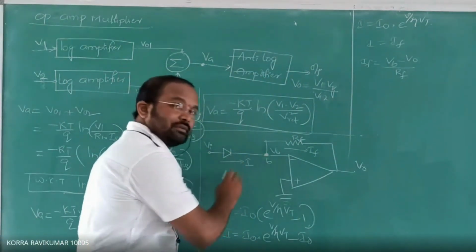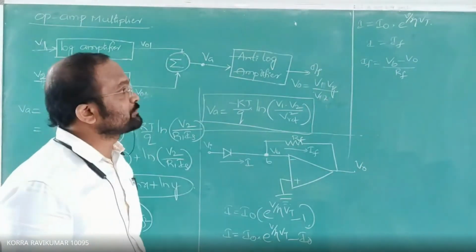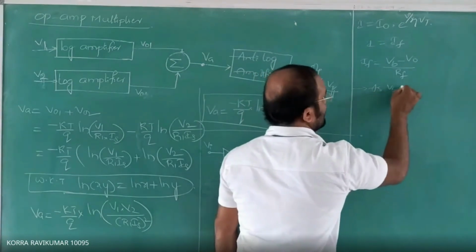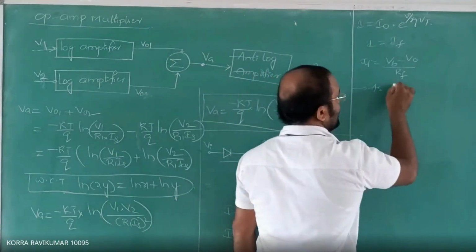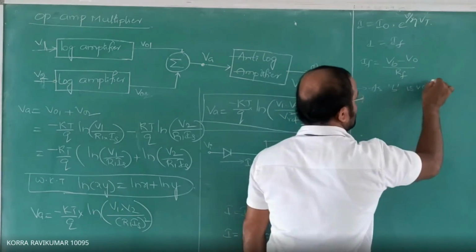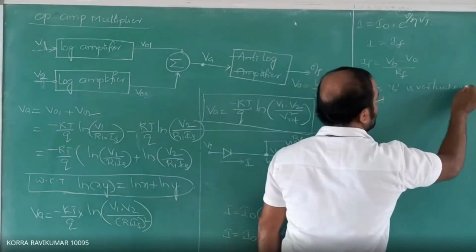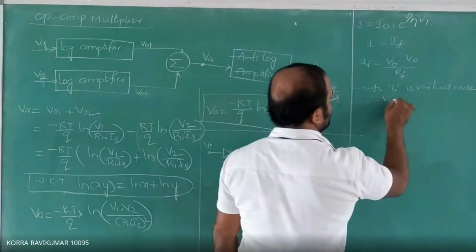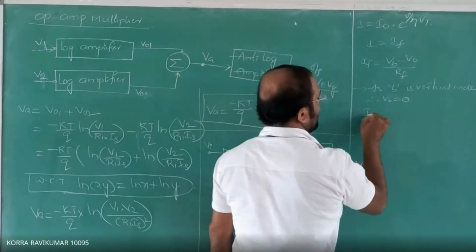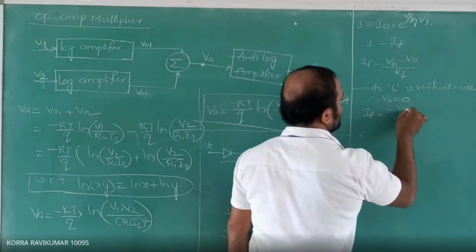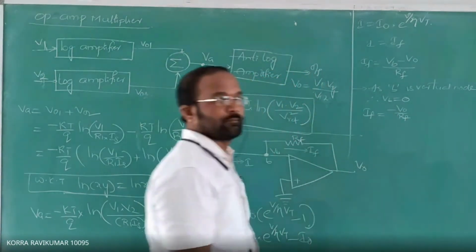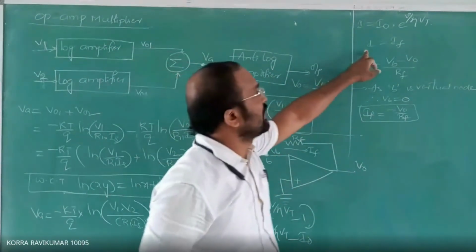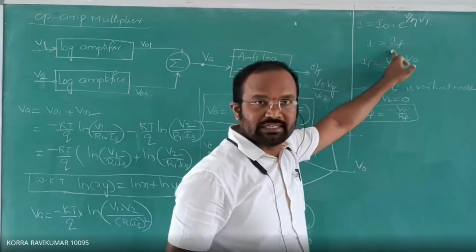As node B is a virtual node, its potential is equal to 0. As B is a virtual node, therefore VB is equal to 0. Substitute here. Then IF is equal to minus V naught by RF. See, look at this expression. I equals IF from Kirchhoff's law, the KCL rule.